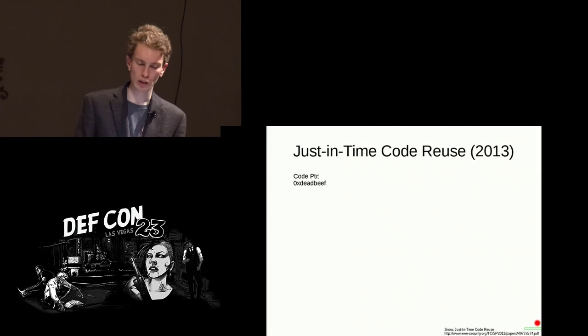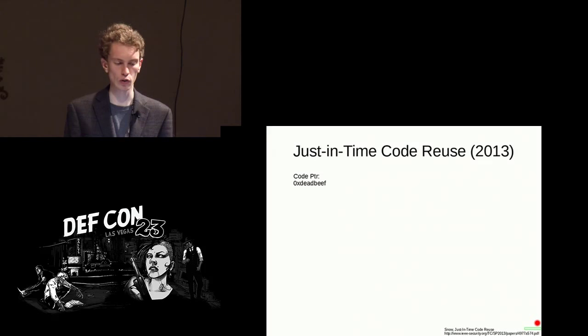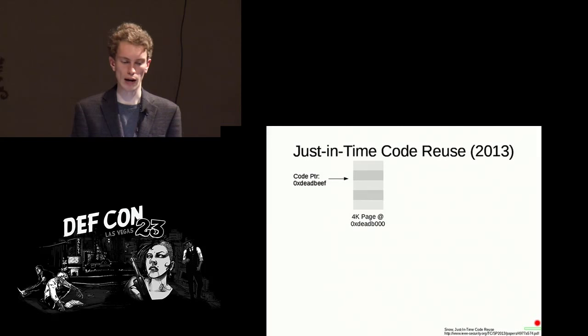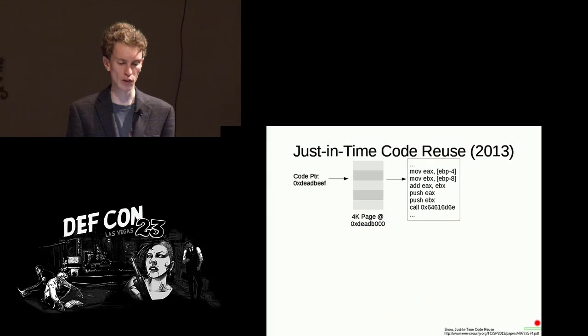But what these guys did was really clever. Let's say they find a single code pointer at address dead beef. They observed a very interesting fact. If they chop off, or zero out, the bottom 12 bits, they know that they have a 4 kilobyte page of code. What they then did at runtime was disassemble this page and look for assembly instructions that included absolute jump offsets or absolute call offsets. In this case, we have this call to 6461 6D6E, and they would find some handful of these absolute addresses.